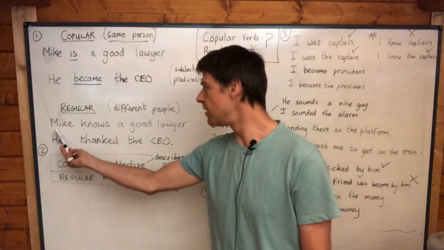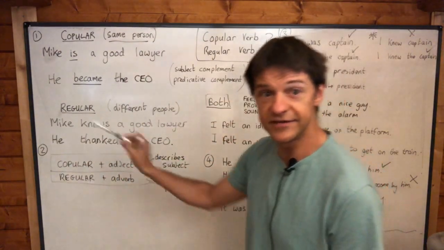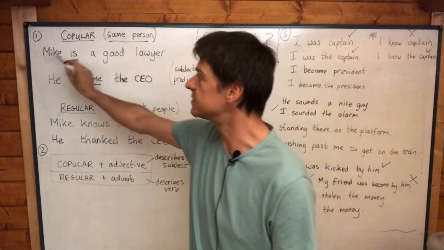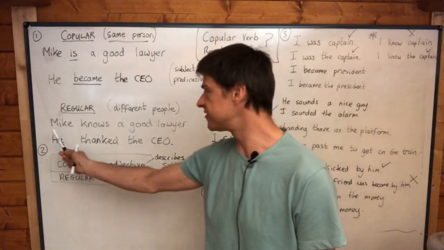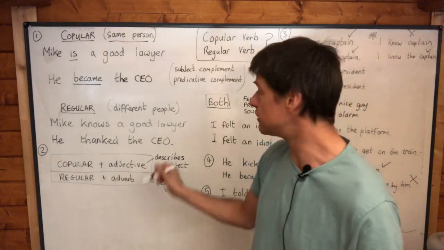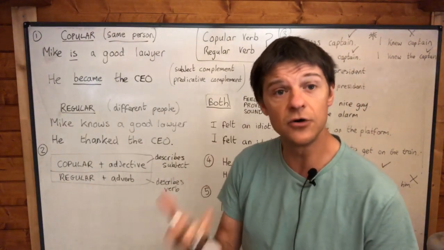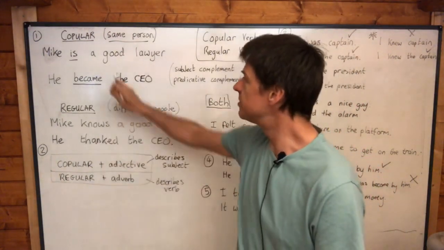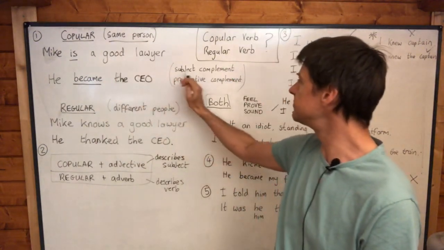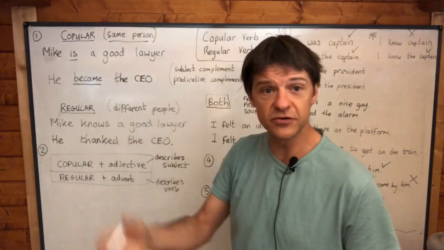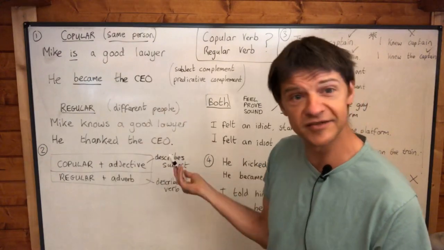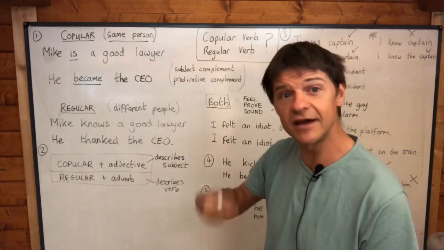But look at this. Mike knows a good lawyer. There's definitely two people here. So we're not linking an idea to a subject. We're just saying that Mike knows an object. And this is precisely why we call a good lawyer here an object of a verb, but this is not an object technically. This is actually called the subject complement, or if you prefer, a predicative complement. Personally, I'm going to say subject complement. I think it's easier and clearer.